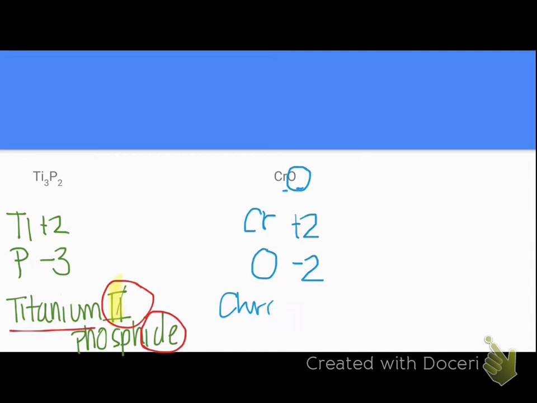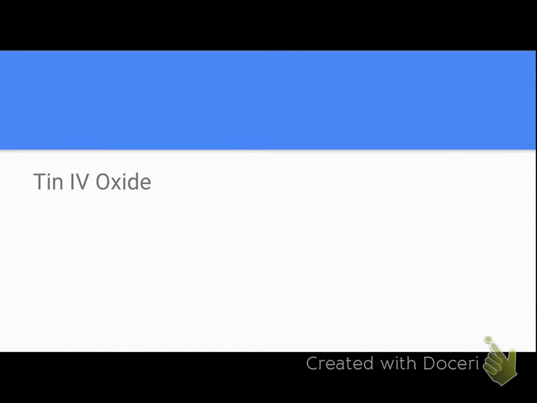So I'm left with chromium 2 oxide. So one thing that I encourage you to start with is always start with that anion and make sure that the charge that uncrossed from there is correct. Because then you would have noticed quickly, oh, I know that oxygen's -2, so that means that chromium must be +2 to balance out.